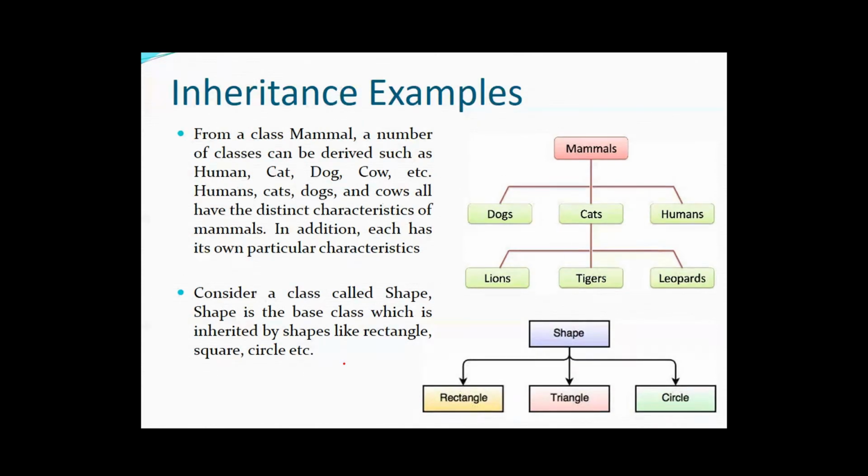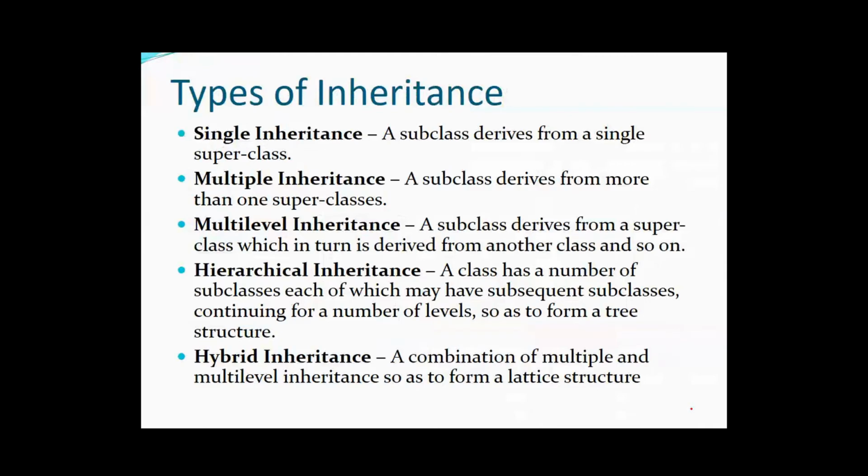This is another example of inheritance. Mammals, dogs, cat, and human, they inherit everything from a mammal. Cat, for example, we have lion, tiger, and so on. They inherit everything from the cat. Shape, rectangle, triangle, circle, and so on.